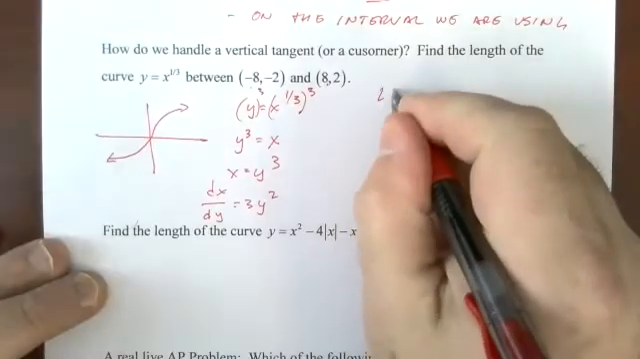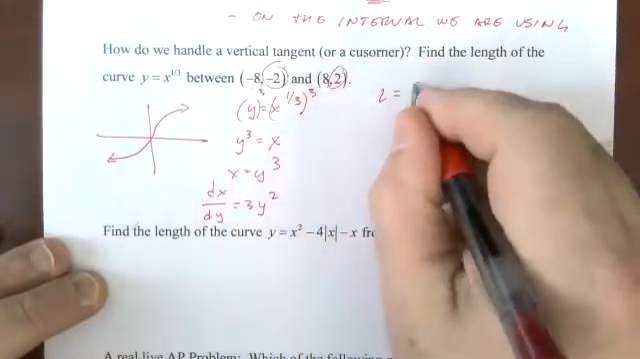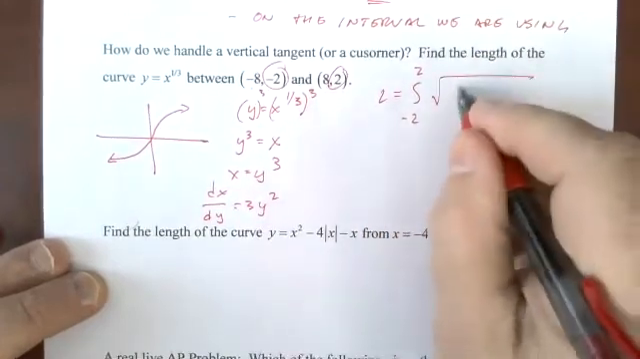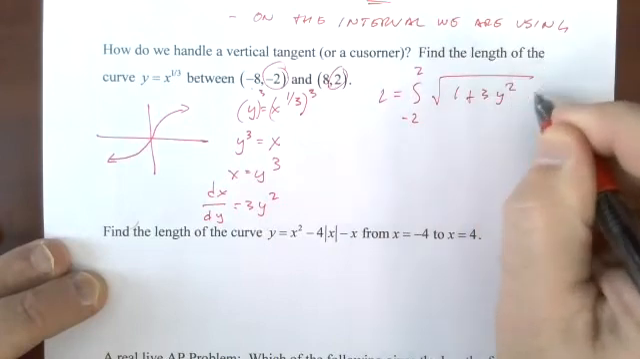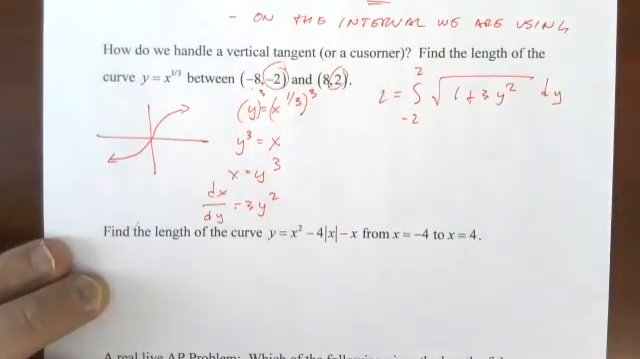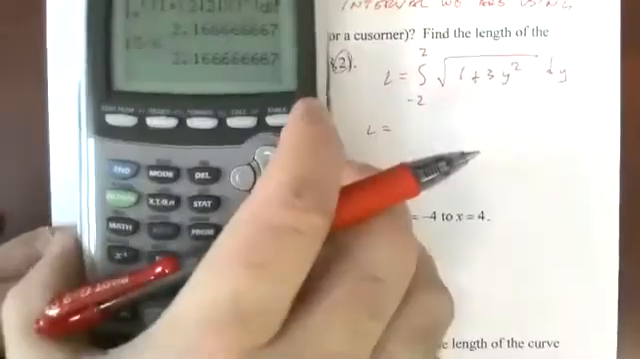All right, length equals, well, what are the y? Oh, wasn't that nice of them? These people, they just look out for us sometimes. Square root of 1 plus 3y squared dy. That is so weird. Calculator. Length equals.